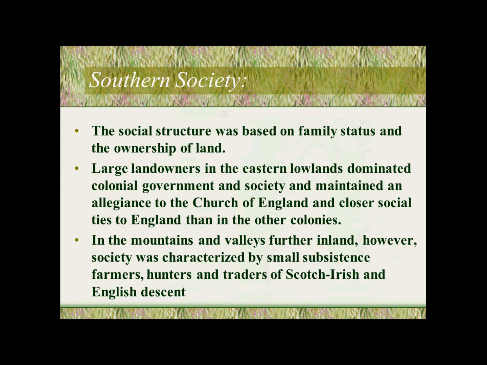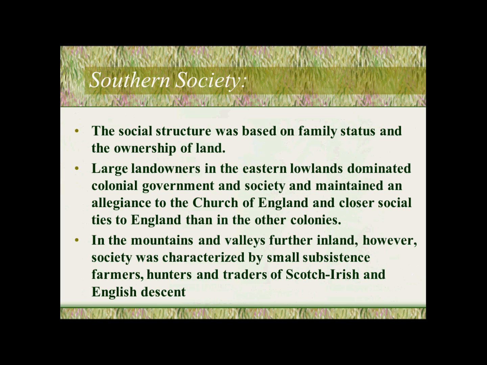So large landowners in the eastern lowlands dominated colonial government and society and maintained an allegiance to the Church of England and closer social ties to England than the other colonies. Well, again, the Puritans aren't going to have really close ties to England because they pretty much got kicked out. Cavaliers get free land from the king. They love the king. They have a good relationship. The Church of England is the king's church, so they're going to worship in his church, and they're going to maintain those ties. When the American Revolution comes, it really starts in New England. It's harder to get the Virginians to come along and join the fight, but we know there's a guy named Patrick Henry that's going to help convince them.